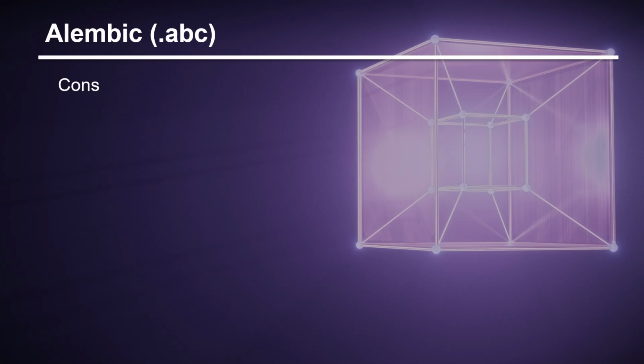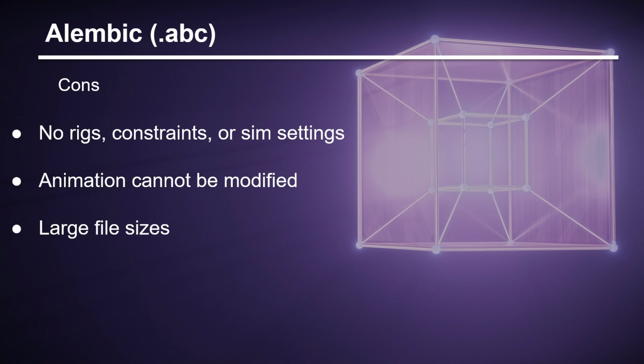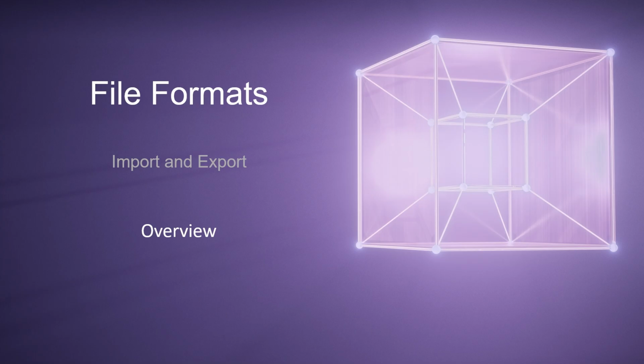So one of the cons is that the trade-off is flexibility. You have no rigs, no constraints or sim settings, as you only have the final result. Once it's baked, you can't tweak the animation either. And because it stores a lot of vertex data per frame, Alembic files can get quite large. So in overview, Alembic stores final baked animation and simulation as per frame geometry and transforms. It's fast and predictable for render teams because there are no rigs or solvers to break. Now that you know Alembic is for locked in caches, let's move into the practical.